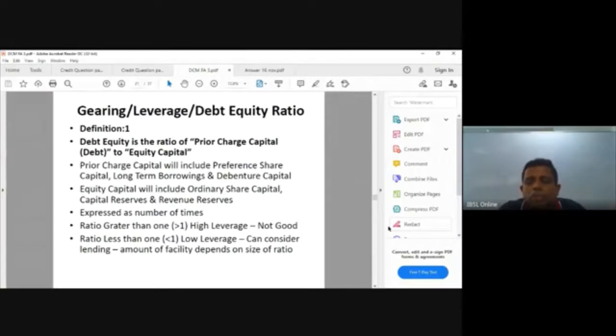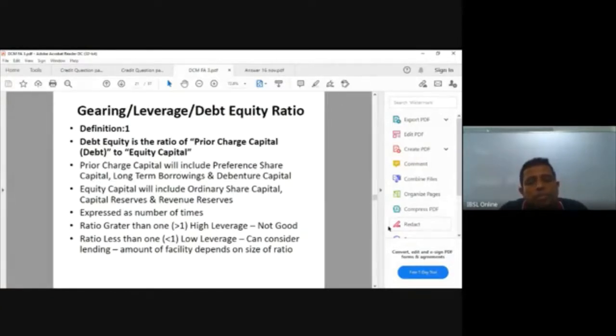If you take preference shares also, we normally take them as prior charge capital because there is a specific commitment for preference shares, right? We have to pay fixed dividend, whether the profit is there or not. Those are debt portion, preference shares. If there are preference shares, long-term borrowings, or debenture capital, we take that as prior charge capital. Then the equity capital will comprise ordinary share capital, capital reserves, and revenue reserves. Normally, what we took as equity, right?